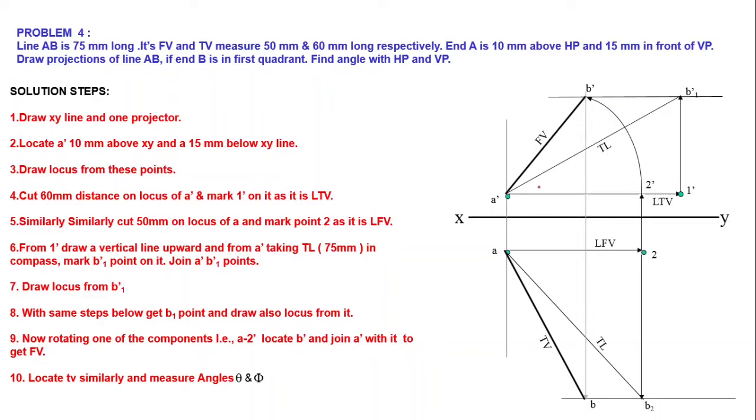Then we can find out the angle theta. Angle theta is the true inclination with HP, which is the angle between the true length in elevation and the XY line. And this angle is phi, the true inclination with VP. That is the angle between the true length in plan and the XY line. We can look at theta and phi. This is all about problem 4.